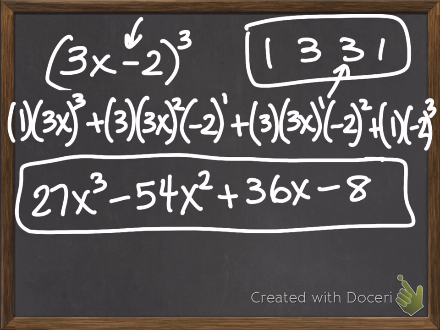It may seem a little weird or a little difficult to try to get this pattern down at first, but hopefully you can see with just doing this one line of work here, instead of you having to write out 3x minus 2 times itself 3 times and having to FOIL all that, once you get this pattern down, this multiplication is far easier this way.